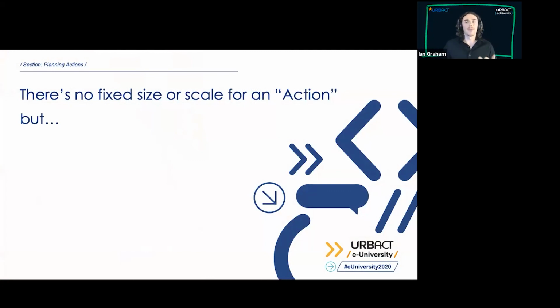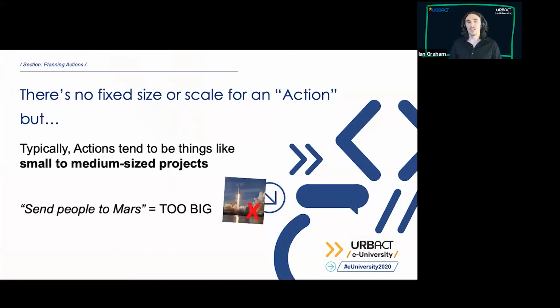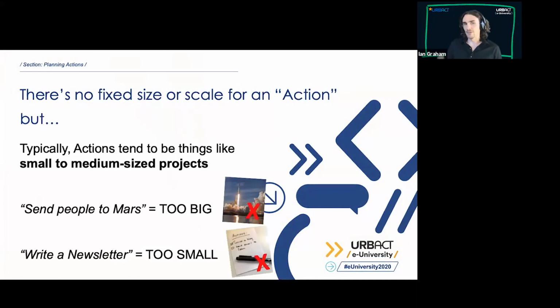But bearing in mind you're thinking about having an integrated action plan, you're probably going to have many actions as part of that. And so you need to have them at a level that's manageable as a plan with a number of different actions. So typically we find actions tend to be things like small projects or medium-sized projects. So sending people to Mars is too big for a single action. You want to break that down more. But on the flip side, writing a newsletter, writing a blog, that's really too small. It's more an item on a to-do list. So we're looking for somewhere in the middle of those.